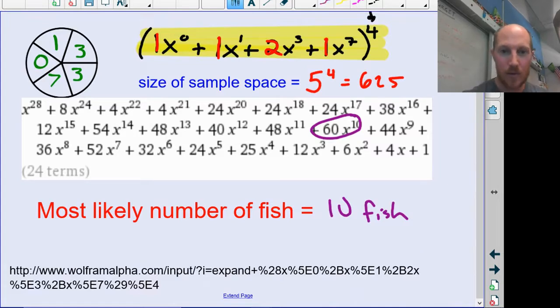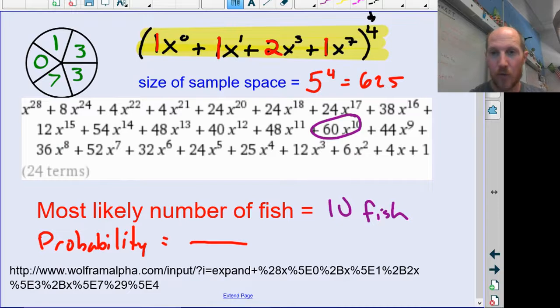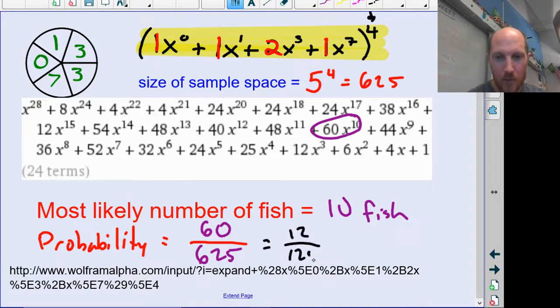But if I had asked what is the probability of getting 10 fish, I'm going to use that 60 as the frequency, and the size of the sample space was 625. And then as always, we can reduce. Sorry, you can't always reduce, but as always, if you can reduce, you should. This one we can reduce, so divide them both by 5, so I'm going to get 12/125.